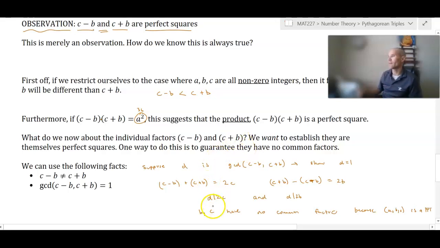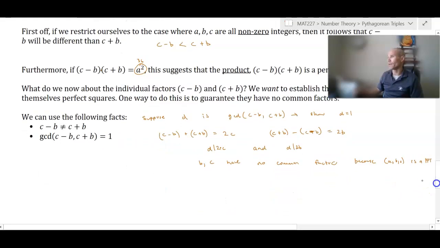Therefore, if d divides both 2 times c and 2 times b, and c and b have no common factors, well, that means that d would either have to be 2 or 1. Right? D could be 2 because 2c divided by 2 is equal to c, which is an integer. And if d was 2, then 2b divided by 2 would be b, which is an integer. Or d could be 1, right? That's the only two numbers that d could be in order to divide that, and b and c to have no common factors. So d equals 1 or 2.